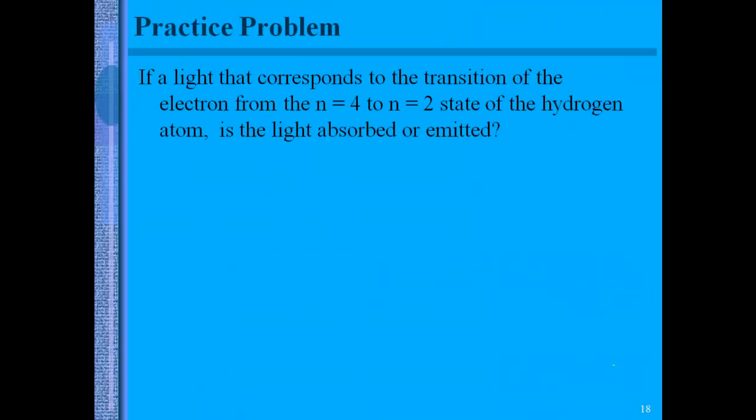So taking a qualitative look at it all, if a light corresponds to the transition of an electron from n equals 4 to n equals 2 state of the hydrogen atom, is the light absorbed or emitted? When we start at 4 and we go to 2, in order to drop energy levels, we need to release energy. So if energy is released, we're emitting energy.